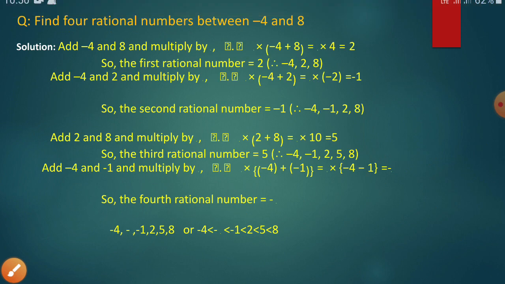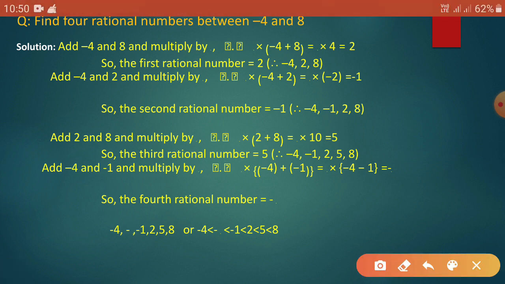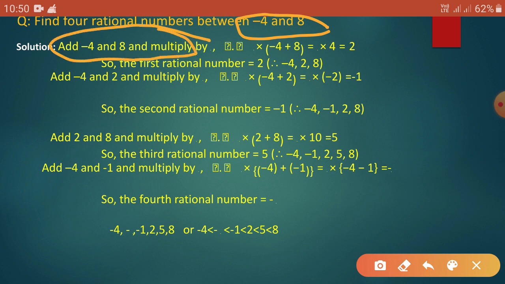Go to the next slide. Now we are finding the rational numbers between minus 4 and 8. So the same rules. Here the rational numbers are minus 4 and 8. We have to add those numbers first, then multiply by 1 by 2. So the value will be 2 here.